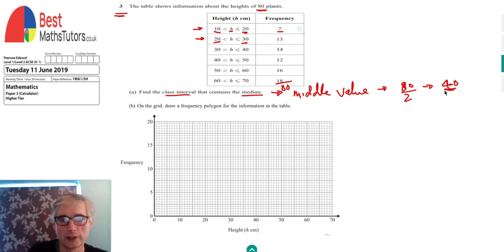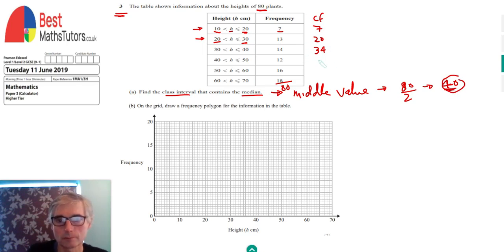So what we're going to do is a cumulative frequency. We can see that there were 7 plants in the first group, but if we add these two groups together, the 7 and the 13, we get 20. So the first 20 plants were in the first and second groups. If we then add the next one on, 20 plus 14 gives us 34. So we're still not up to the 40th value. We keep going until we get to 40 or above.